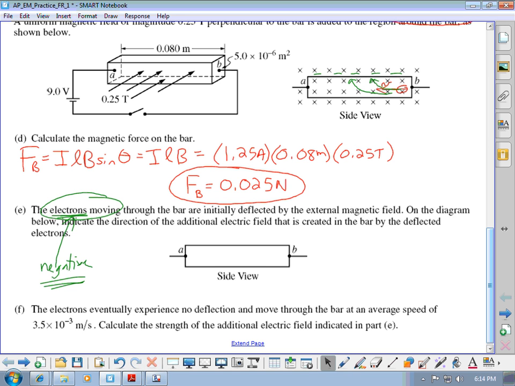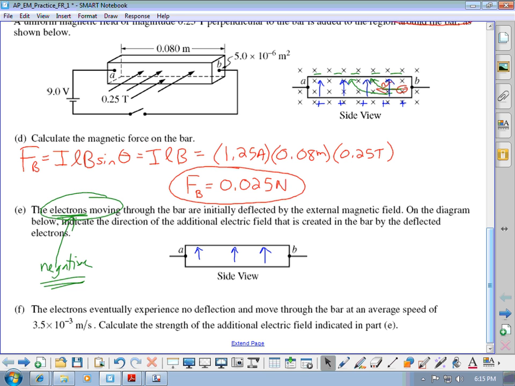So that means that the bottom of this is positive relative to that top. That's going to cause an electric field that points upwards. So in my answer here, this is going to be upwards.